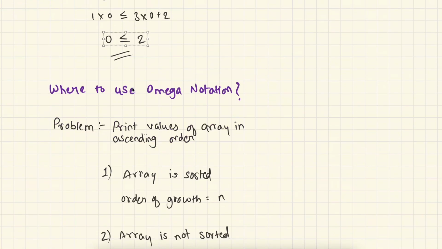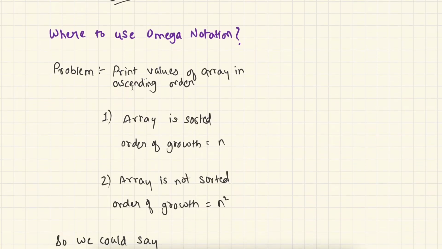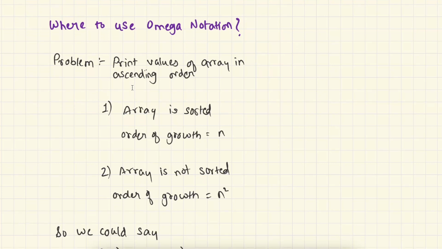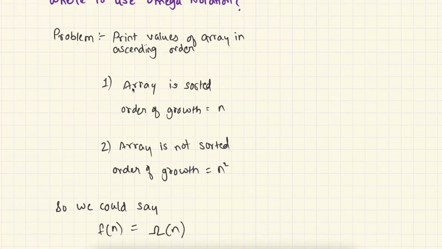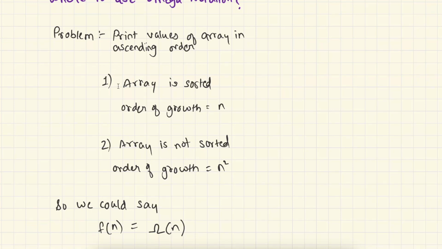So far so clear. Now the question is where to use omega notation. Let's understand this with an example. Let's say we are given a problem to print the values of an array in ascending order. There are going to be two scenarios here. Either we pass the array in sorted order, or we pass the array in unsorted order. If I pass a sorted array in this function, then the order of growth of this function is going to be n. Why? Because let's say you have n values in an array. You are going to run a loop to print all the values of the array, so you are going to take n units of time to print the array.